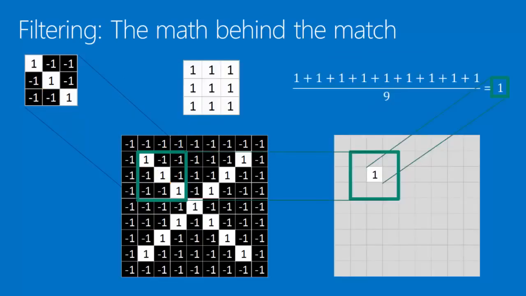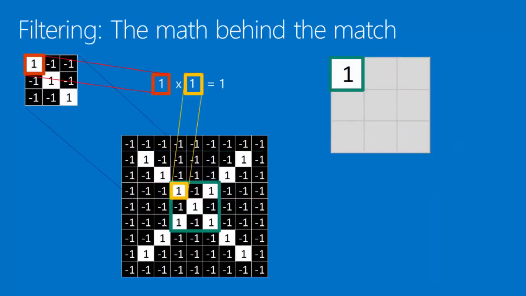When we're done, we take all these ones and add them up and divide by nine, and the answer is one. So now we want to keep track of where that feature was in the image, and we put a one there. Say, when we put the feature here, we get a match of one. That is filtering.